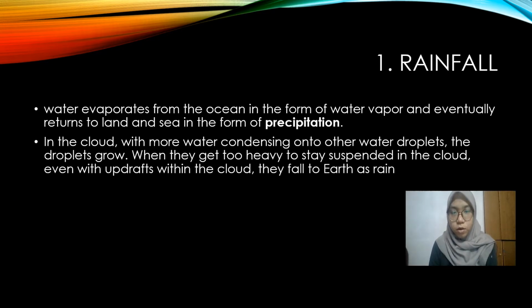Rainfall. Water evaporates from the oceans in the form of water vapor and eventually returns to land and sea in the form of precipitation. In the cloud, as more water condenses onto other water droplets, the droplets grow. When they get too heavy to stay suspended in the cloud, even with the updraft within the cloud, they fall to the earth as rain.